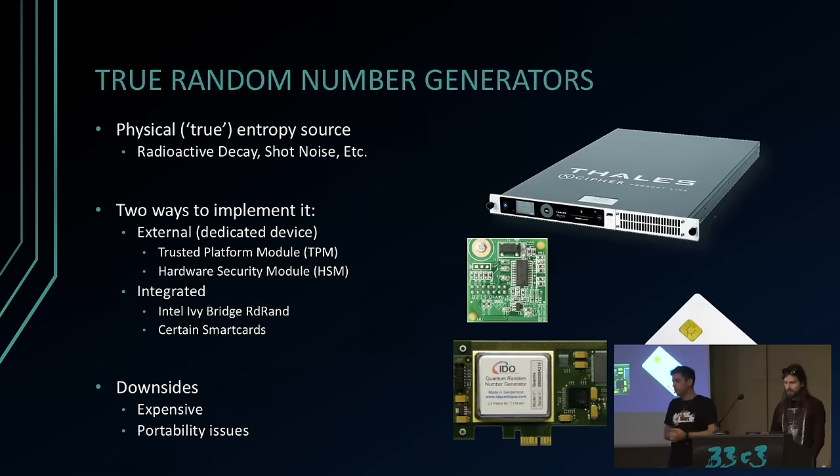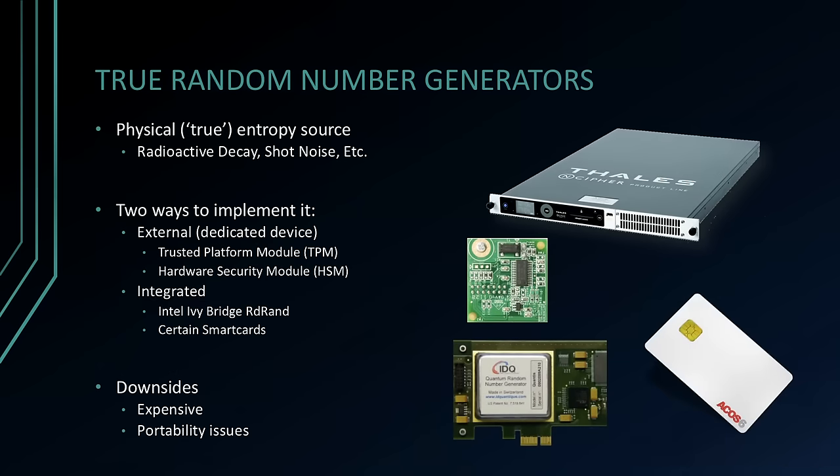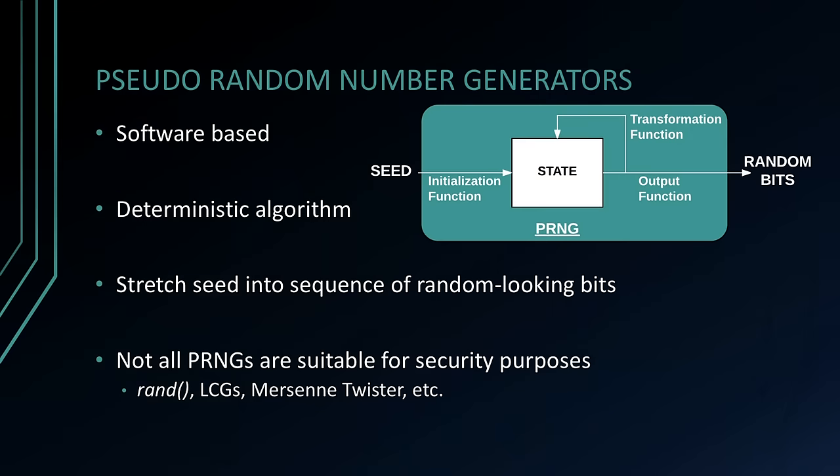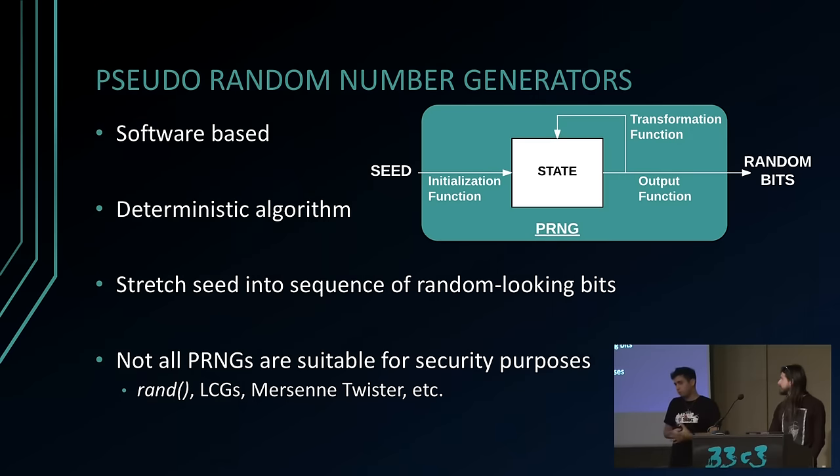So how can we generate a random number? Physically, true random number generators use things like radioactive decay or shot noise. You can implement it in two ways, as external devices such as TPM or HSM, or as an integrated device within, for example, Intel Ivy Bridge CPUs or certain smart cards. But there are some downsides. For example, they are expensive, or there are portability issues when the vendor tries to move to the next architecture. So because you can't use those expensive hardware, you use software-based random number generators.